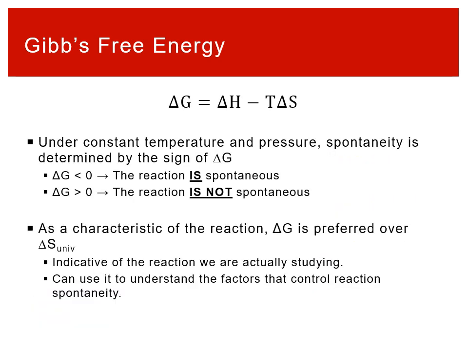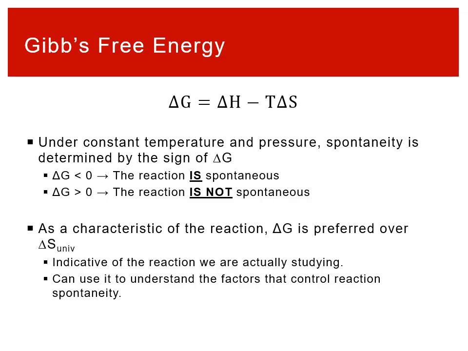And so when you have these constant temperature and constant pressure system conditions, if you know the sign of delta G, you know whether or not the reaction is spontaneous. Negative, reaction is spontaneous. Positive, reaction is not spontaneous. Those reactants are not all going to turn into products.